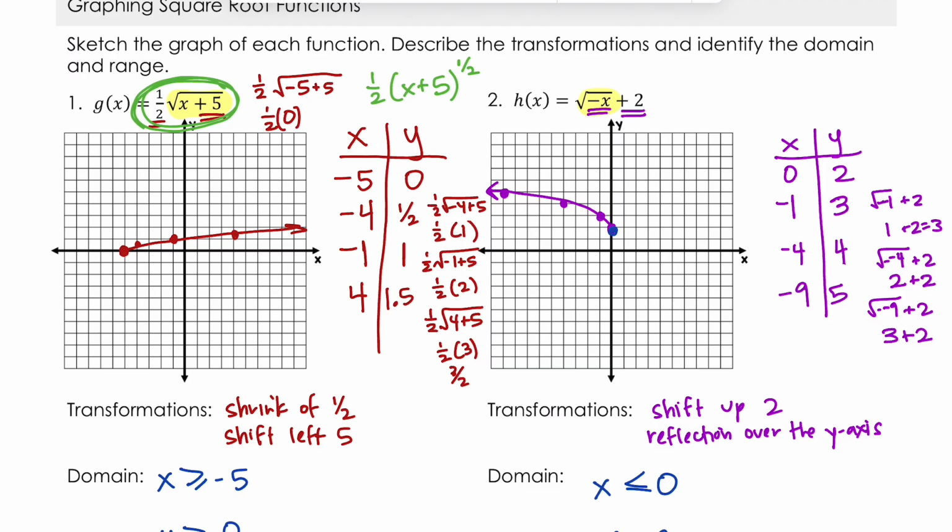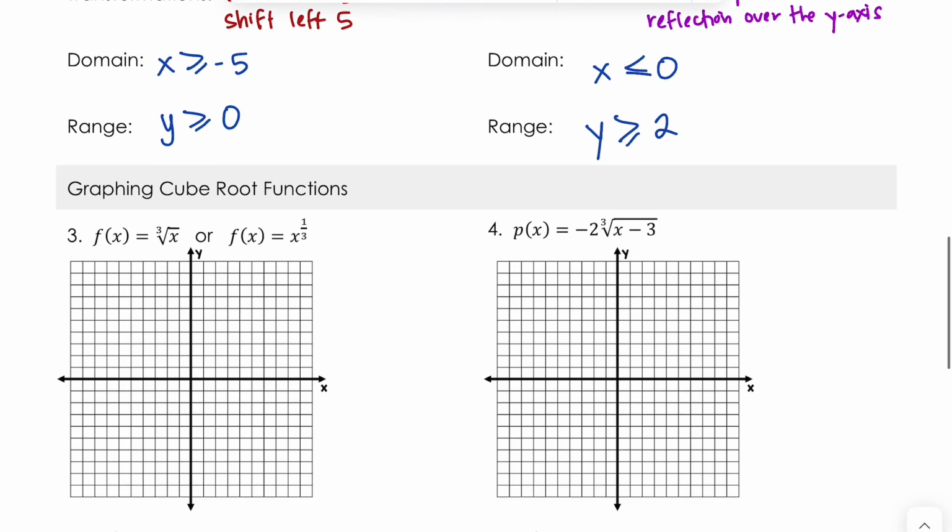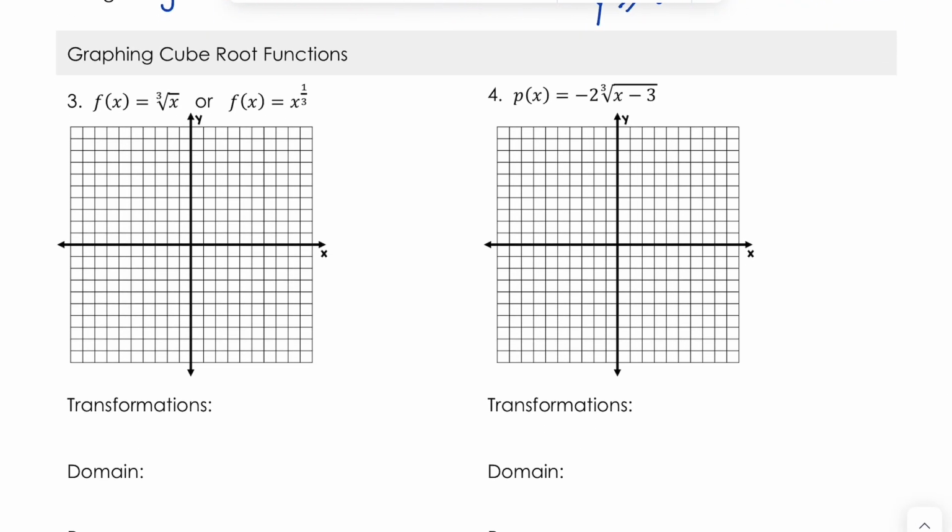Okay, so those are square root functions. You need to be able to describe the transformations, list the domain and range, and come up with a graph. Cube root functions are another thing we want to take a look at. And cube roots can be taken of negatives.